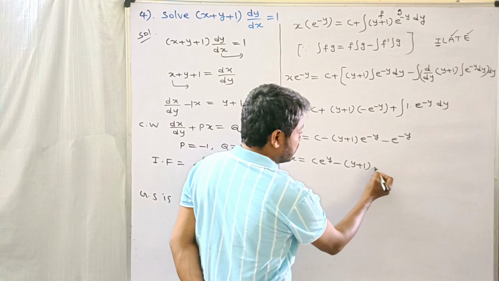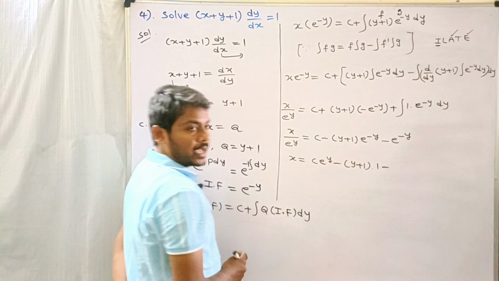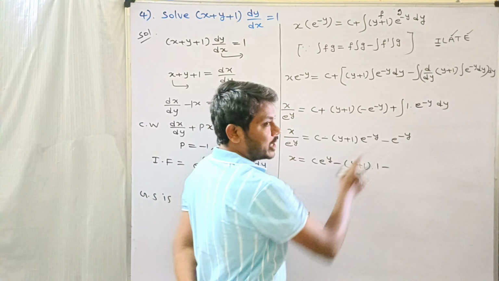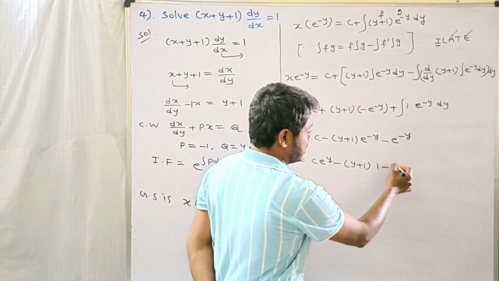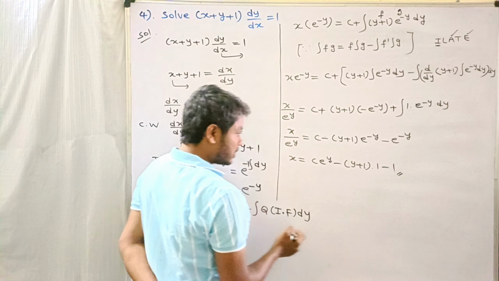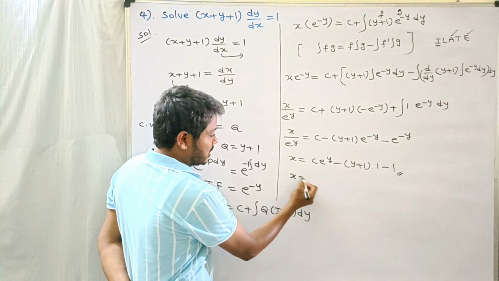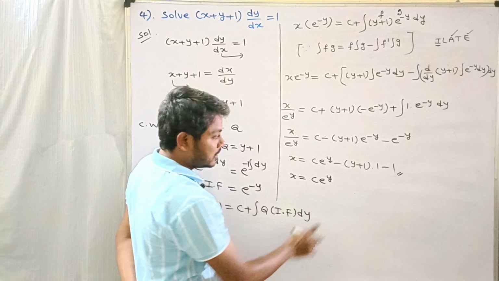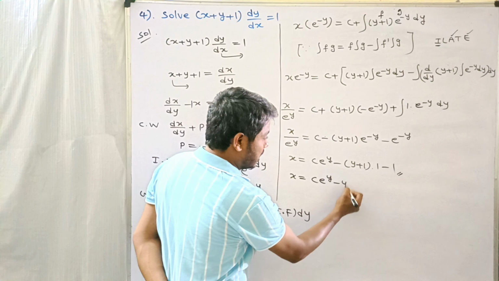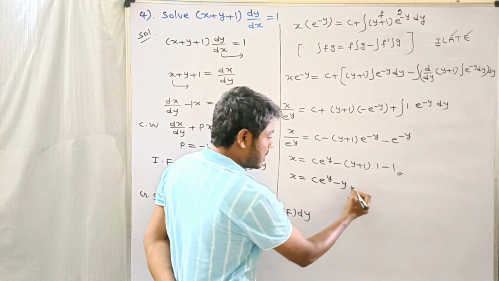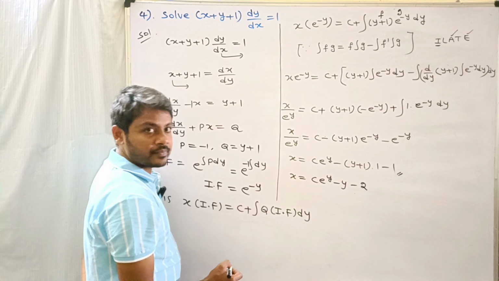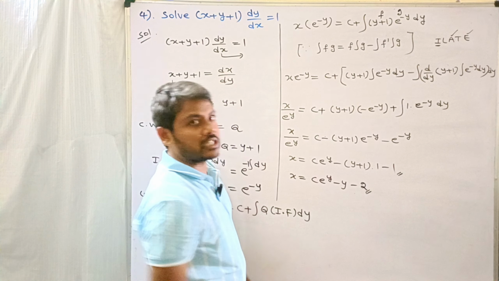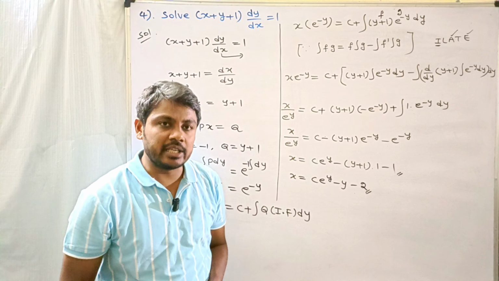That is, both are reciprocal. It should be 1 minus, again, e power y, e power minus y. Both are reciprocal, cancel. That is minus 1. This is equals to x is equals to c e power y. Here minus y minus 1 minus 2. So this is the general solution for the given differential equation.